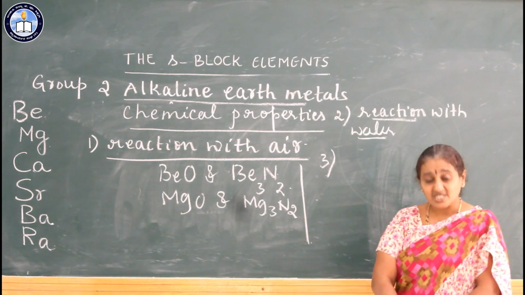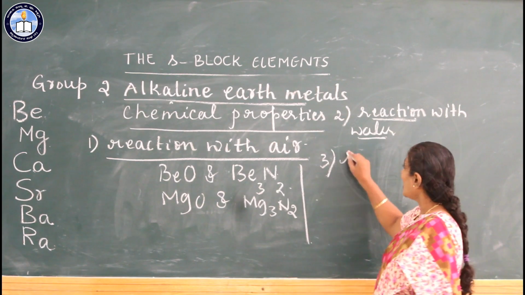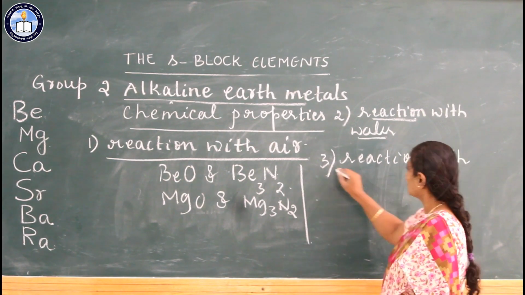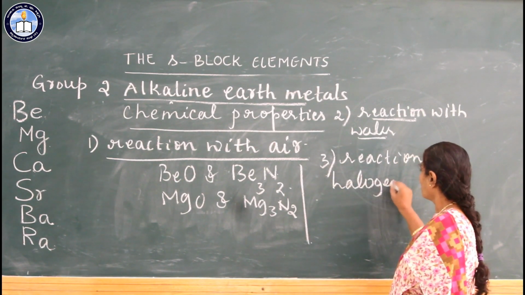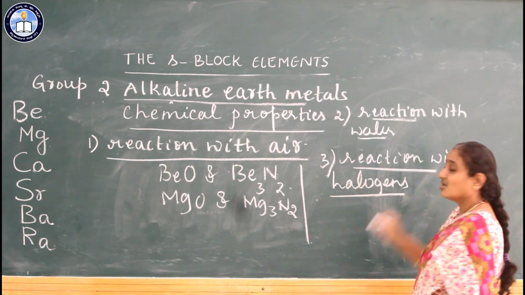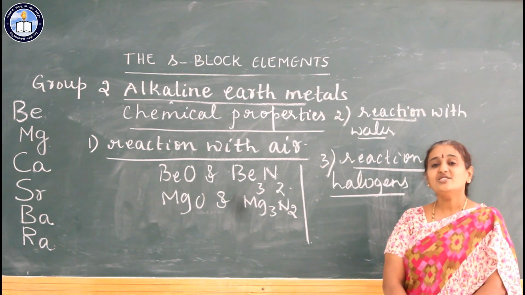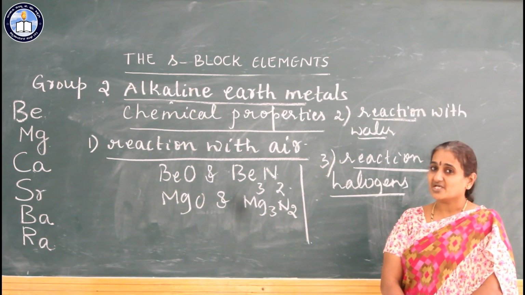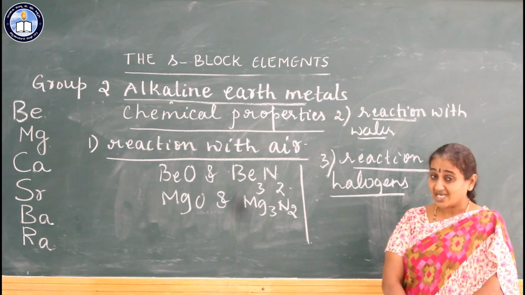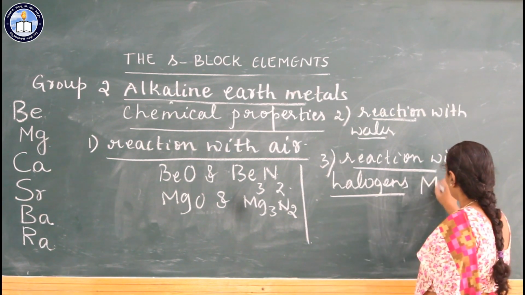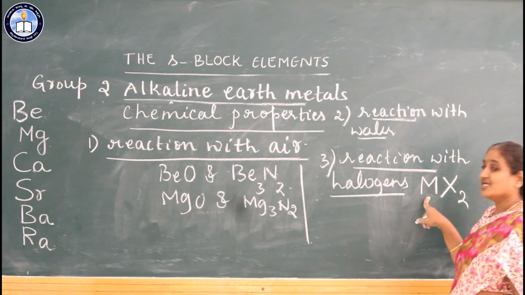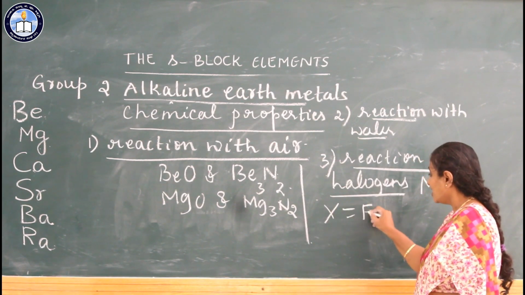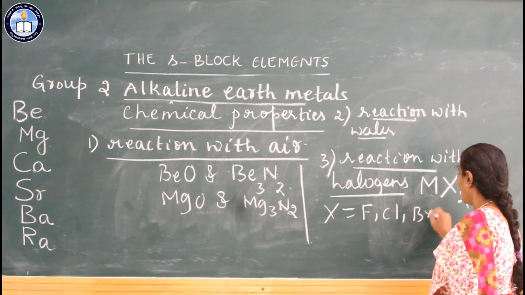Third chemical property is reaction with halogens. Alkaline earth metals, when they react with halogens at elevated temperatures, form the respective metal halides, and we can give the formula MX2, where M is the alkaline earth metal and X is halogen. We can give chlorine, bromine and iodine.